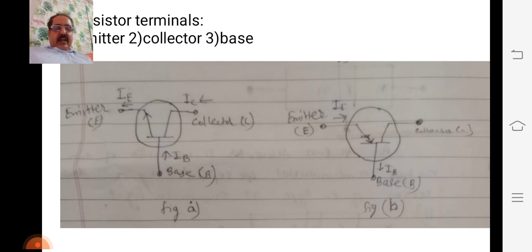It is clear that emitter current is the sum of collector and base current. So the equation we have to consider is IE is equal to IB plus IC. That means emitter current is equal to base current plus collector current.